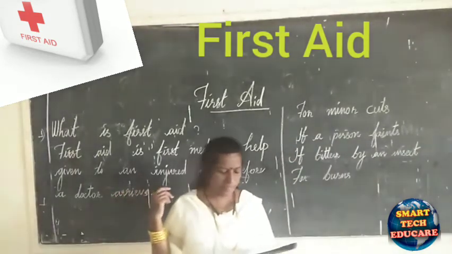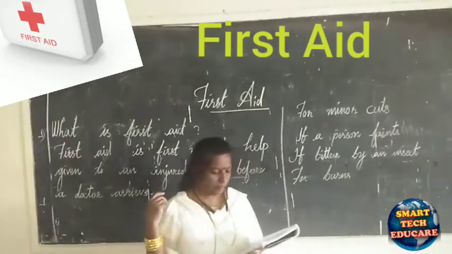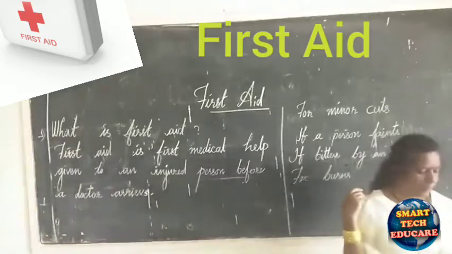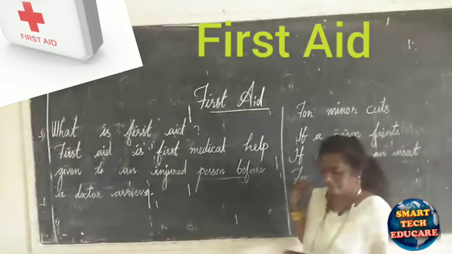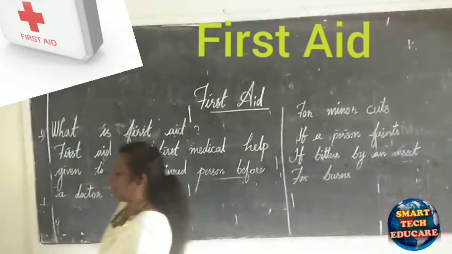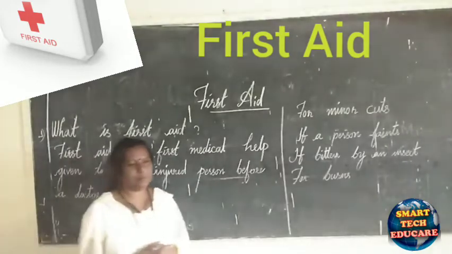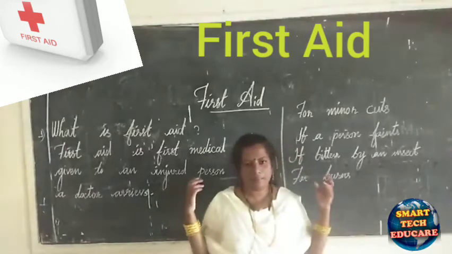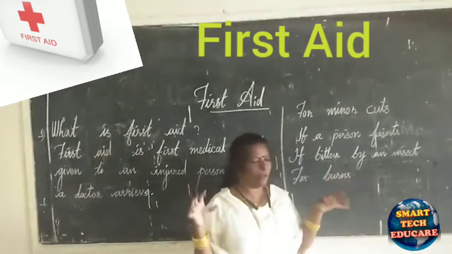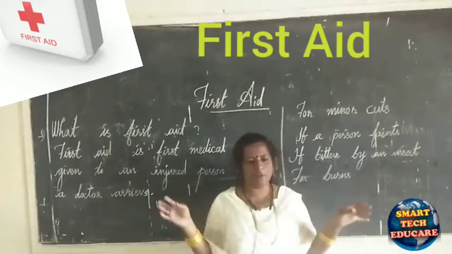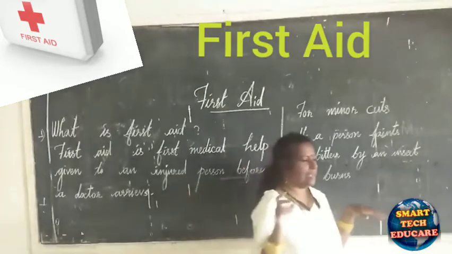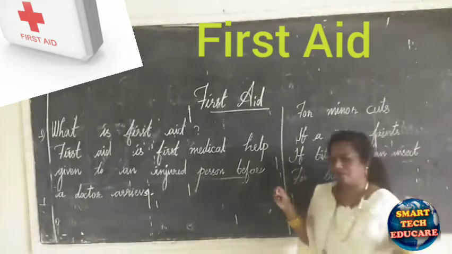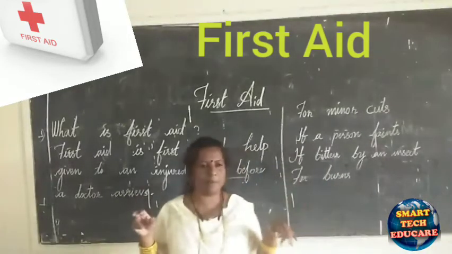However, it is better to remember and follow safety rules to avoid accidents. Always remember, prevention is better than cure. See children, we have to remember that prevention is better than cure. Don't unnecessarily run towards each other. Don't be in a hurry. We must go slow. Here, time is so valuable, even though you have to take proper care.